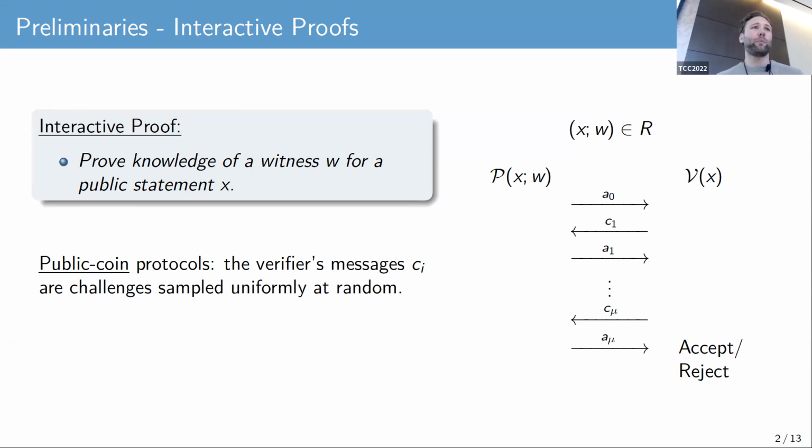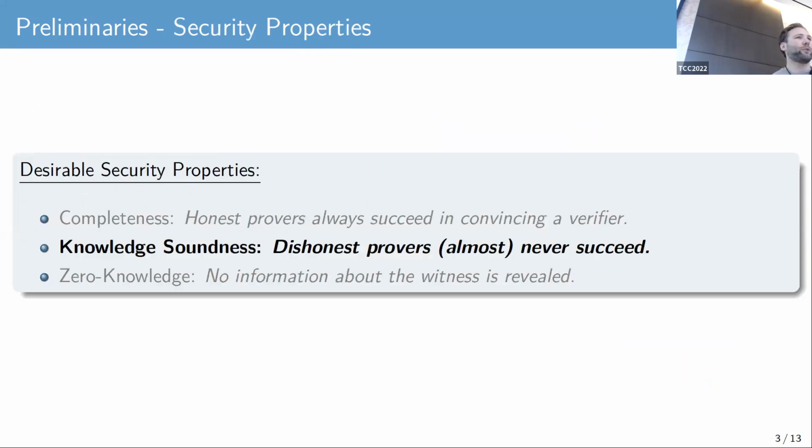We will be restricting to public coin protocols, and in public coin protocols, the verifier's messages, so the C1 up to C mu in this example, are chosen uniformly at random and are independent of the messages communicated thus far. So interactive proofs have a number of desirable security properties, and we will be focusing on knowledge soundness. Informally, knowledge soundness states that a dishonest prover, without knowledge of a secret witness W, should not be able to convince a verifier, or at least should only be able to convince a verifier with very small or even negligible probability. So that's the property that we will be focusing on.